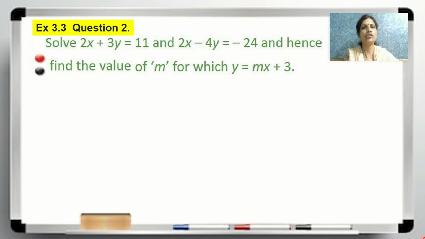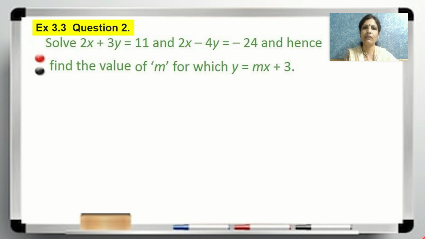If you read the question carefully, you'll understand that we have been given two equations. We'll have to first find the value of x and y, and that value we have to substitute in the given equation, that is y is equal to mx plus 3, and then we can find the value of m. So let's start solving the sum.